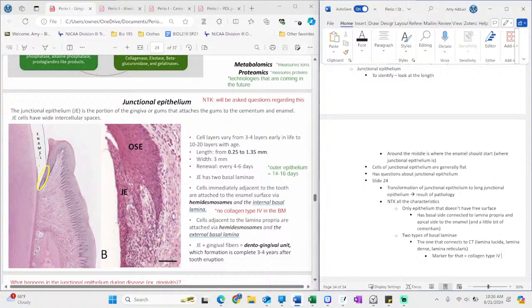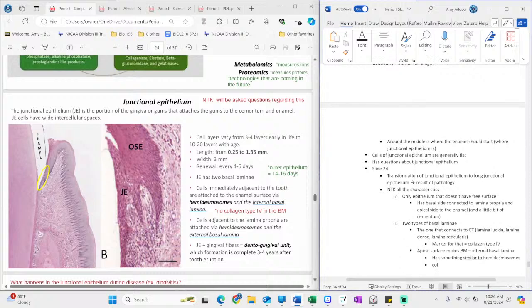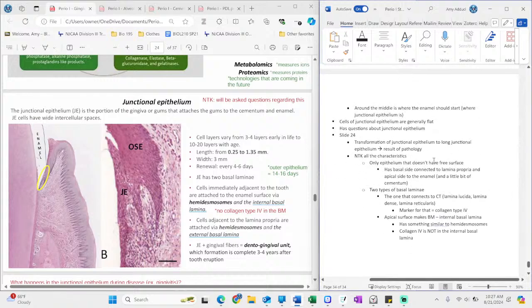Okay? In the case of the junctional epithelium, the apical surface also makes a modified basement membrane, which is the internal basal lamina. It has something similar to hemidesmosomes, but the difference here is collagen 4 is not there. So the internal basal lamina that connects the junctional epithelium to the enamel and a little bit of cementum does not have collagen involved.